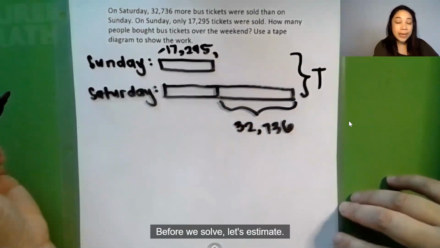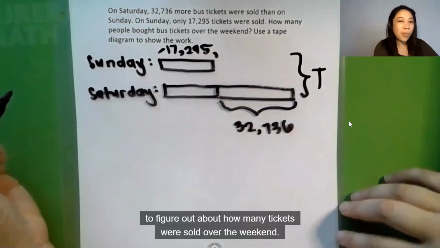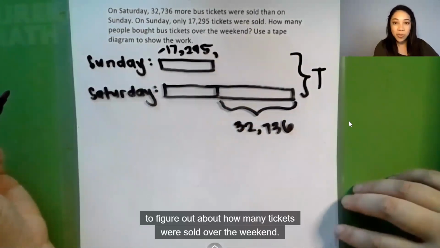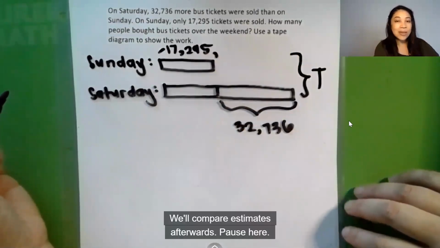Before we solve, let's estimate. I'd like you to round the numbers to the nearest 10,000 to figure out about how many tickets were sold over the weekend. We'll compare our estimates afterwards. Pause here.